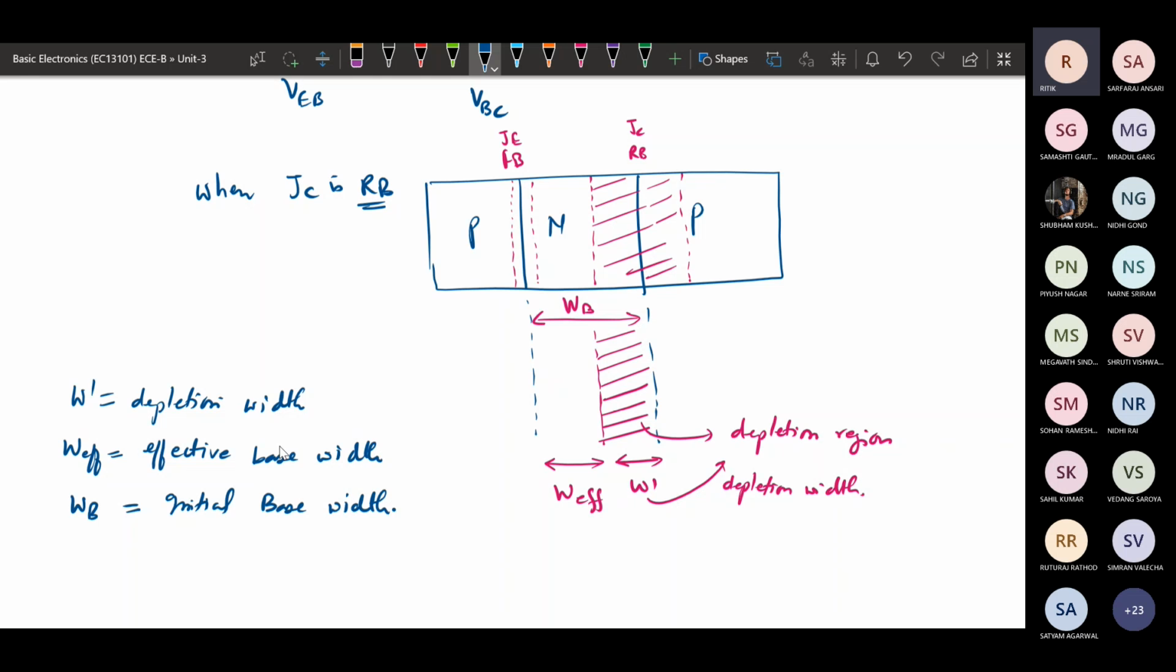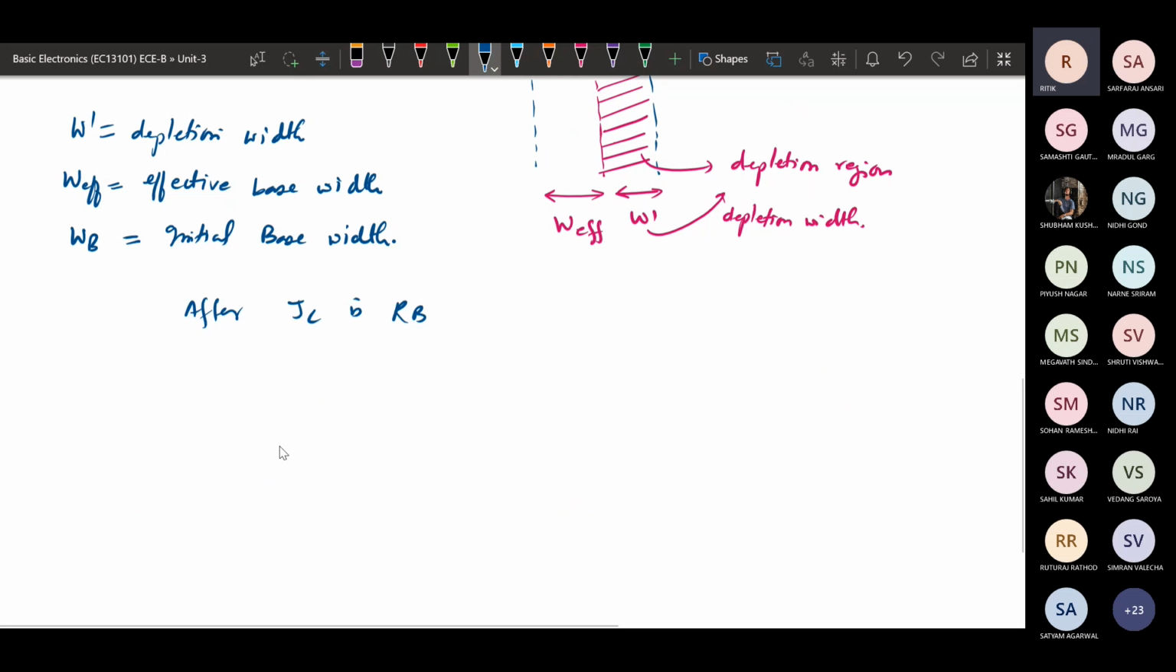Okay, so after applying the reverse bias, that means after JC is reverse bias, the overall width of the base will be the effective base width, that will be the remaining base width. That will be equal to the initial base width minus the depletion region. Okay, so this will be the case.